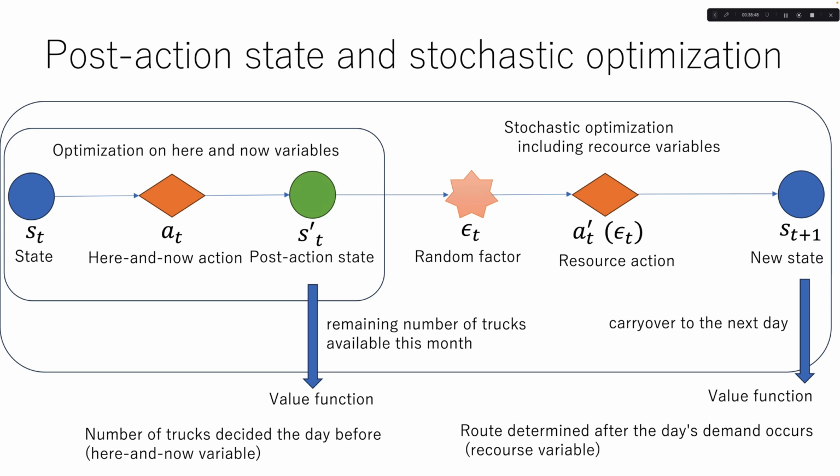Decision-making can be divided into here and now variables determined before the random event and recourse variables adjustable after the event. For example, in delivery planning, the number of trucks decided the day before is a here and now variable, and the route determined after the day's demand occurs is a recourse variable. Whether to retain the value function for the post-action state or the usual state depends on the problem. In delivery planning, if the goal is to evaluate the remaining number of trucks available this month, the value function is defined for the post-action state. If the goal is to evaluate the carryover to the next day, it is defined for the usual state.